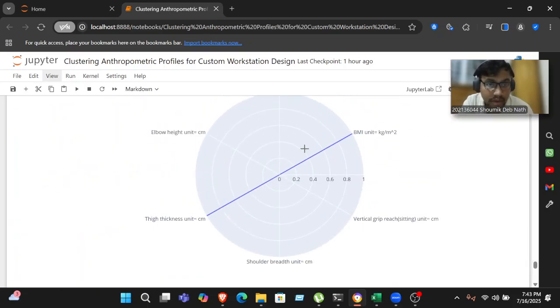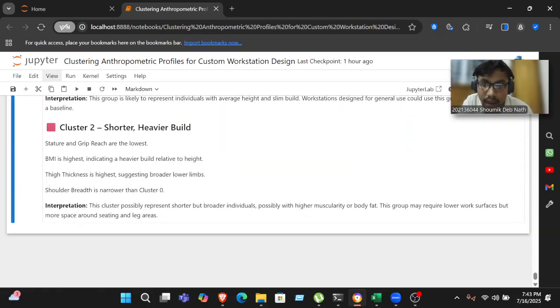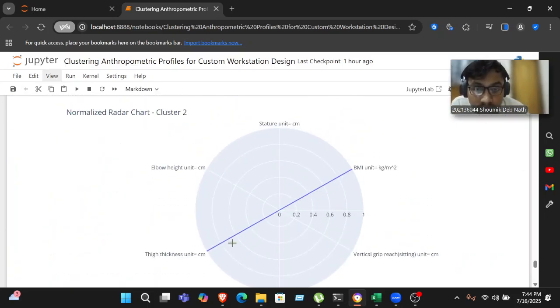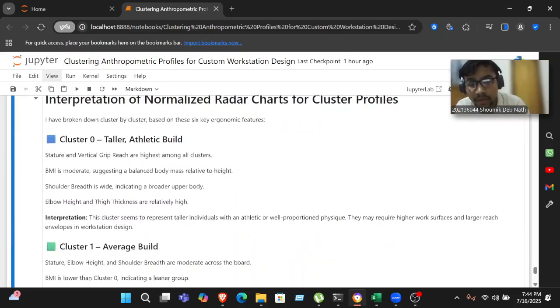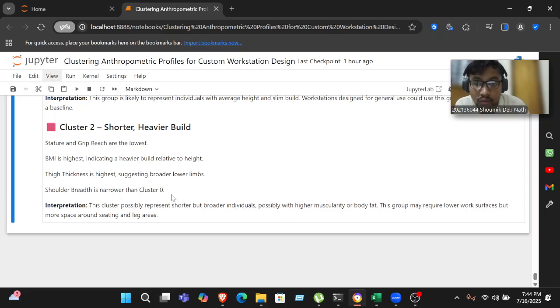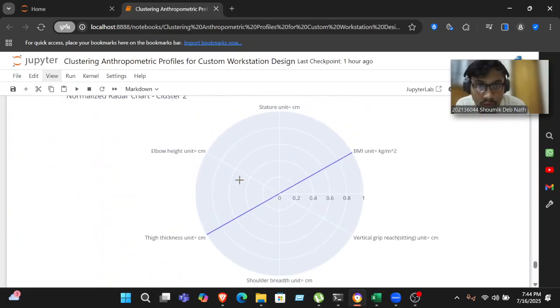As you can see, the BMI is the highest relative to height, okay? And the thigh thickness is also highest, suggesting broader lower limbs, the upper part of the legs, the thighs, at maximum size. So it's obvious that it's referring to a healthy, shorter, possibly heavier guy, perhaps. And the shoulder breadth is narrower than cluster 0's shoulder breadth. Yeah, shoulder breadth is nowhere near.